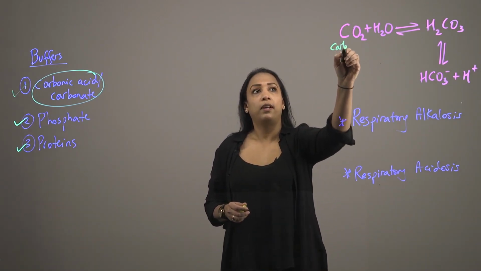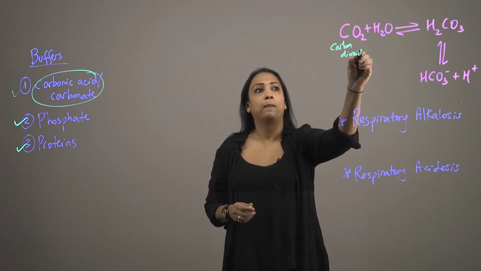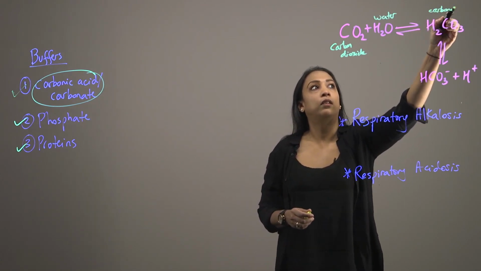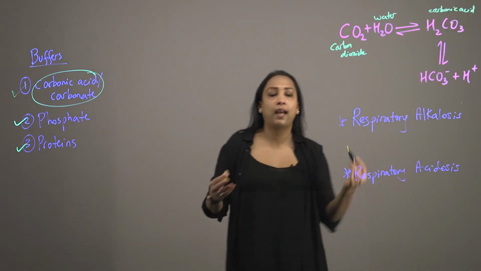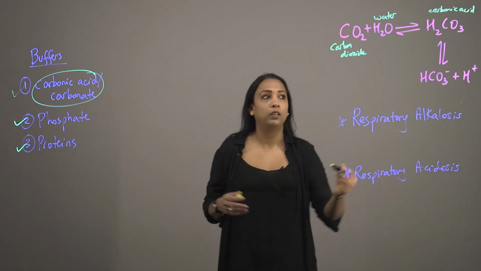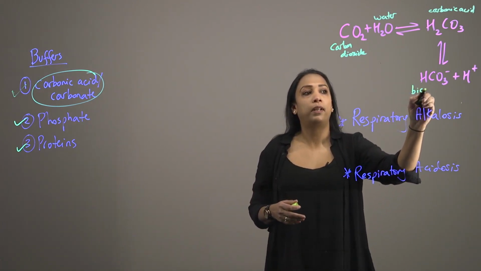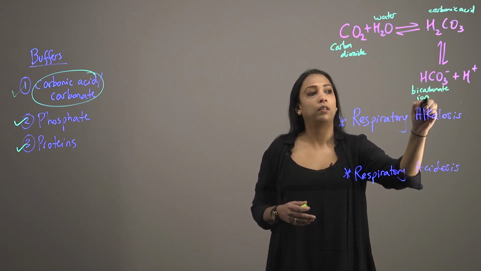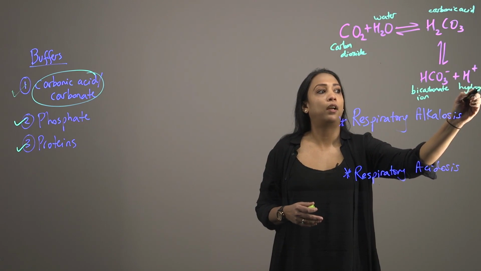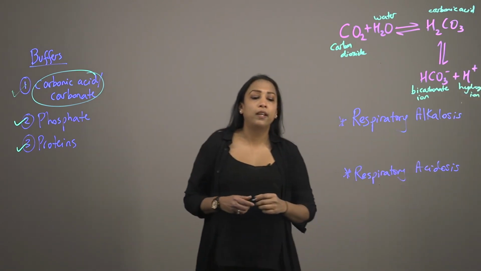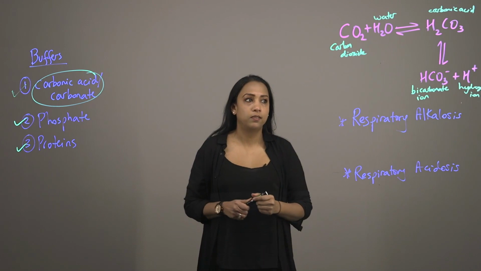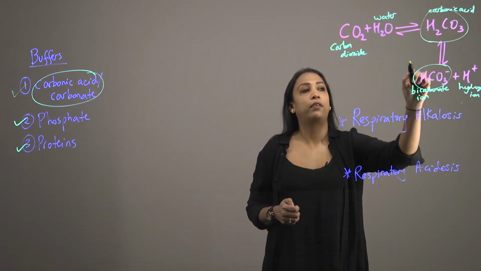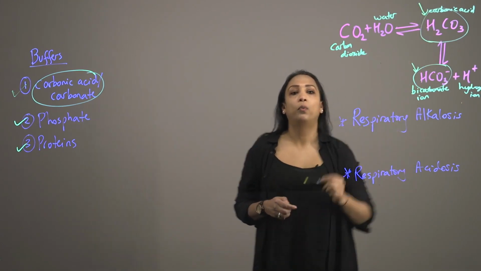Here we have carbon dioxide. This is of course water. Here we have carbonic acid, which in this case is our weak acid that is comprising our buffer. Here we have the bicarbonate ion, and here we have a hydrogen ion. So the bicarbonate ion in this case is our weak base, okay? And this is our base, and this is our weak acid.